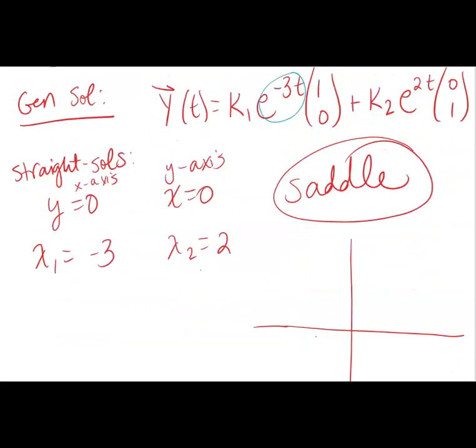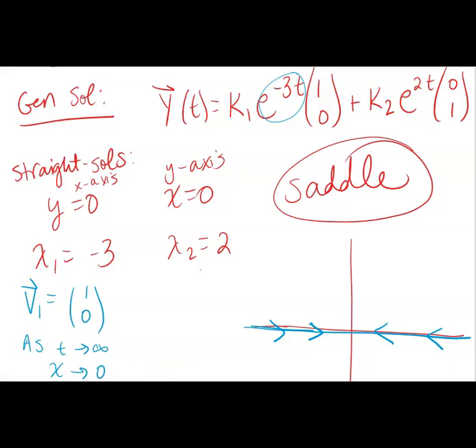And let me say that one more time. So remember, this went with the eigenvector of 1, 0. And so y is always 0. That's not a question. But what's happening with the x values as t gets large? Well, as t gets large, remember that these x values are going to get smaller and smaller. And so for the straight line solution, y equals 0, you're going to be approaching the origin. And that's going to be that part of the saddle that goes towards the origin.